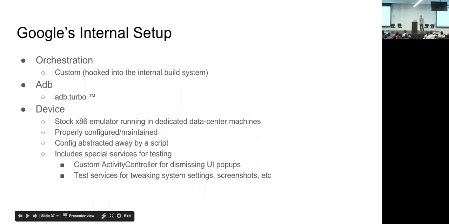Now, contrast that with what Google has internally. Basically, Google went ahead and re-implemented orchestration. There's ADB Turbo, which I already mentioned. Google does use the stock x86 emulator for running, but they do it in dedicated data center machines that are KVM enabled. Things are properly configured and maintained because they're abstracted away by a script that simply starts the emulator correctly every single time. And then it does include these services that I mentioned on the system images. So what do we do?